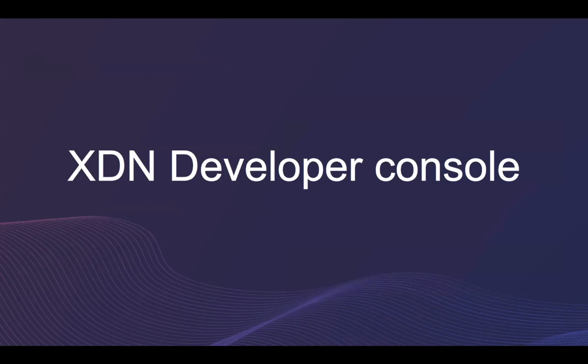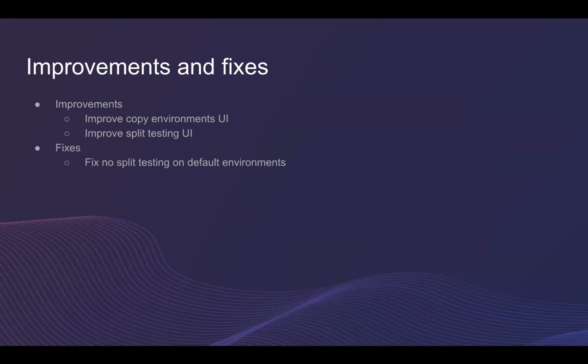All right, so let's continue now with the XDN developer console. While we're working on major features, we're also working on minor improvements. We just improved a little bit the copy environments UI that we demoed two weeks ago, and the split testing UI as well. There was a bug where we weren't showing split testing on default environments. That has been fixed now. So if you only have a default environment, you can now test split testing as well.